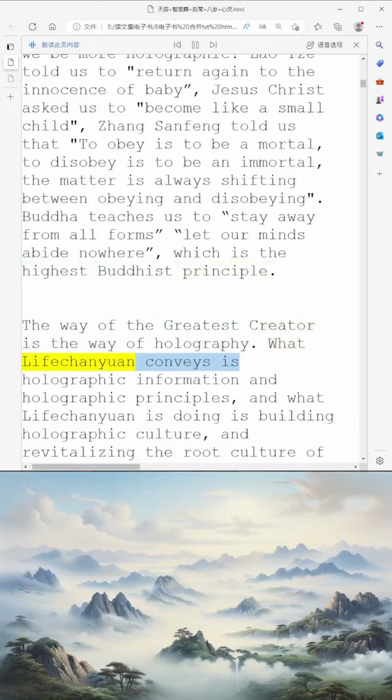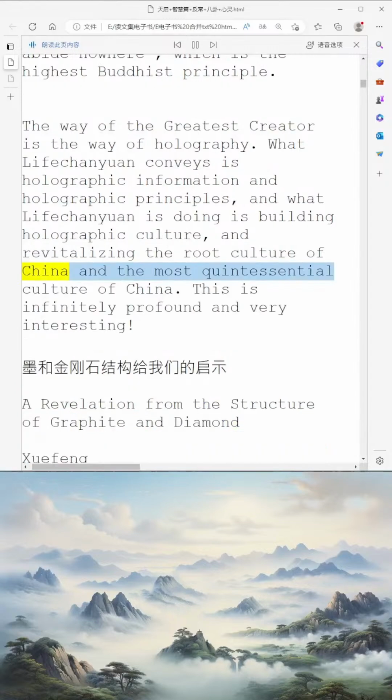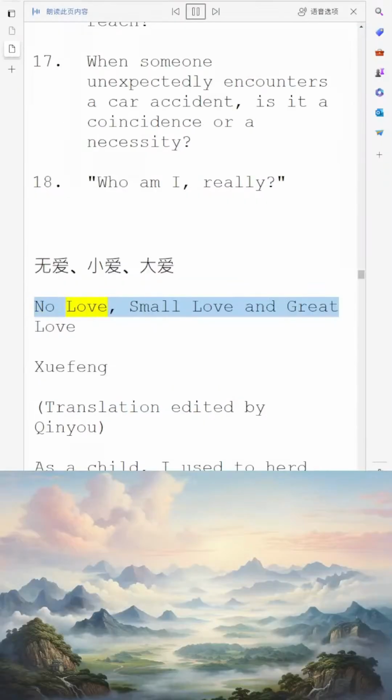What Life at Chanyuan conveys is holographic information and holographic principles, and what Life at Chanyuan is doing is building holographic culture and revitalizing the root culture of China and the most quintessential culture of China. This is infinitely profound and very interesting. No love, small love, and great love.